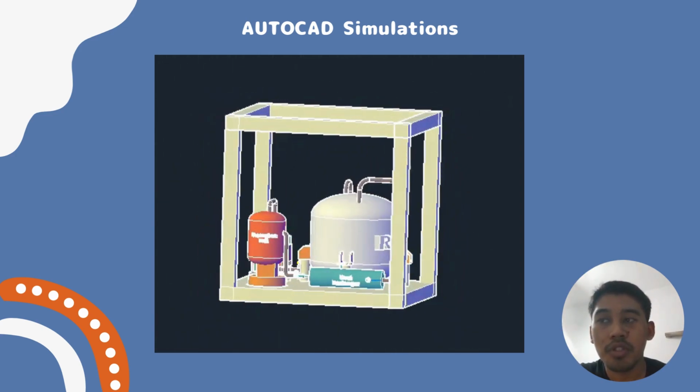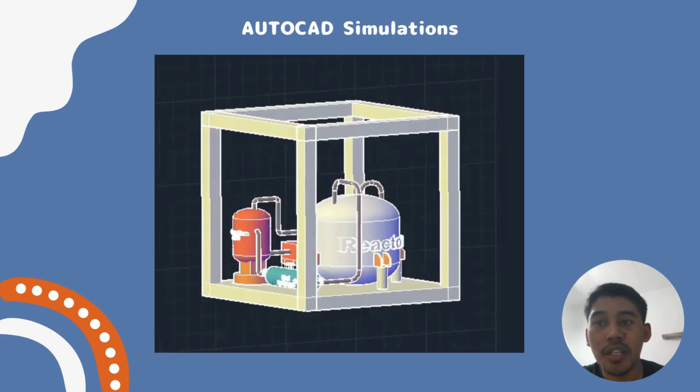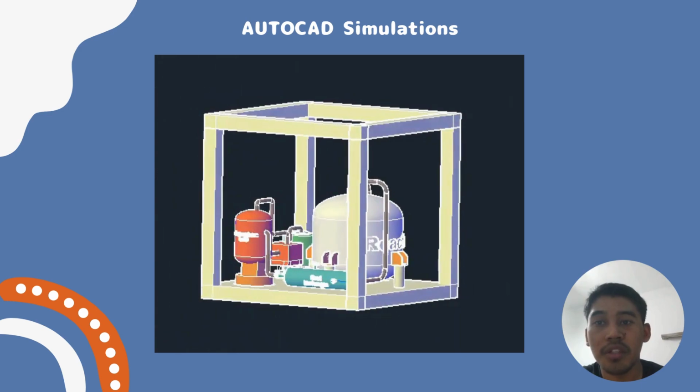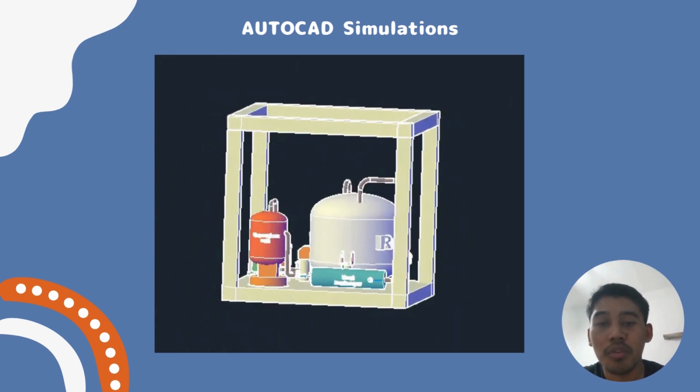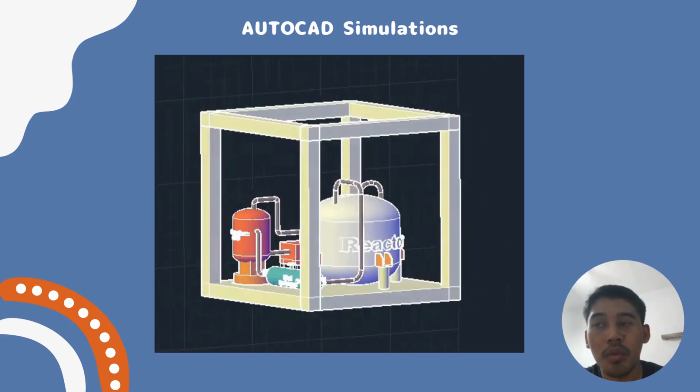From the simulation, we get the water tank, ozone generator, reactor, heat exchanger, separation column, and treatment unit. From the AutoCAD simulation, we also know how the process occurs from one component to the other component.